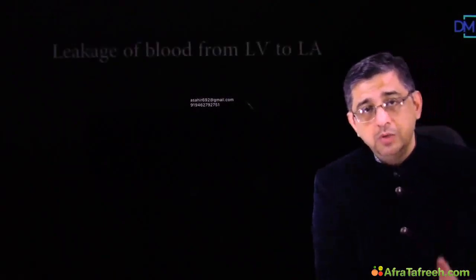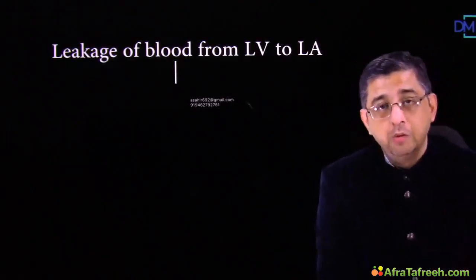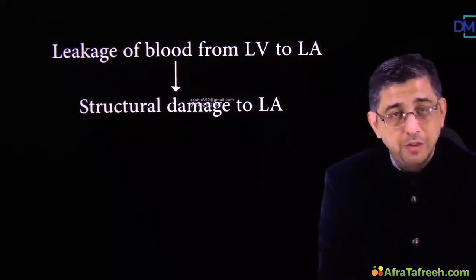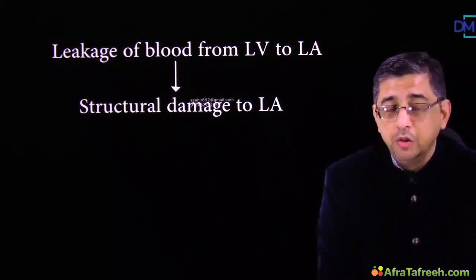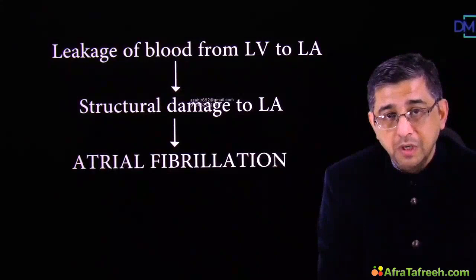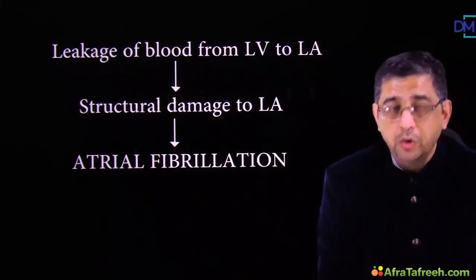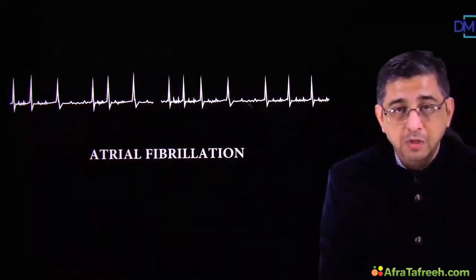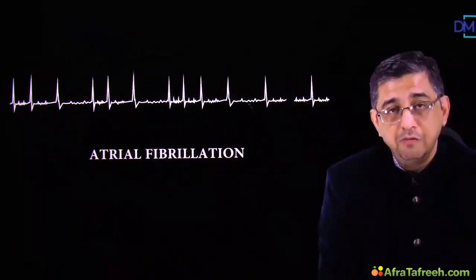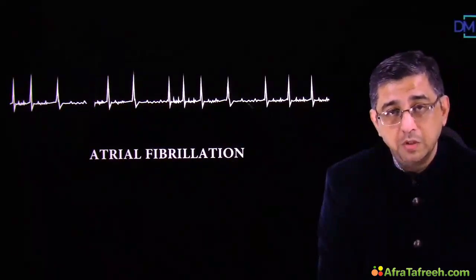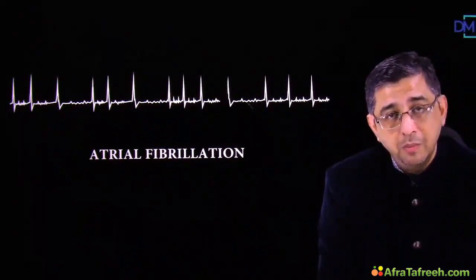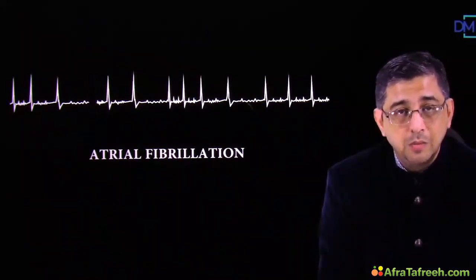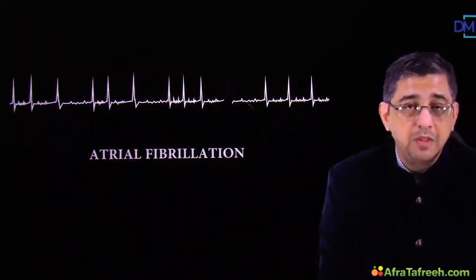but it is that because in this condition there would be leakage of blood from LV to LA, there would be structural damage to the left atria, and the structural damage to the left atria in the long run can trigger atrial fibrillation. So remember that you not only have ventricular arrhythmias, but even atrial tachycardia or atrial fibrillation can be noticed in patients of mitral valve prolapse due to structural damage, courtesy of the leakage of blood from LV to LA and the structural damage that ensues.